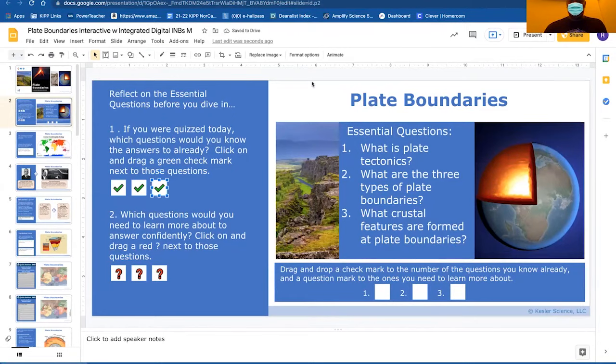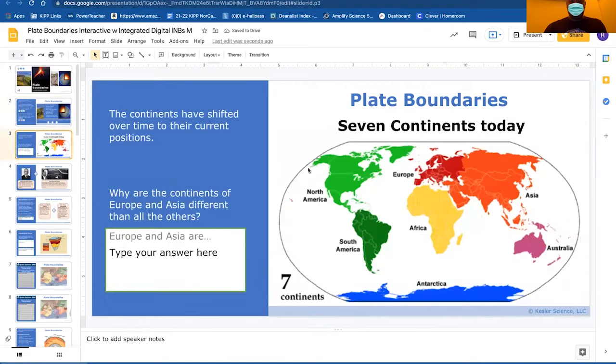Here we go. On our first slide it says plate boundaries. The continents have shifted over time to their current position. Why are the continents of Europe and Asia different than all the others? Looking at this, each color is a different plate. So why are Europe and Asia different from all of the others?